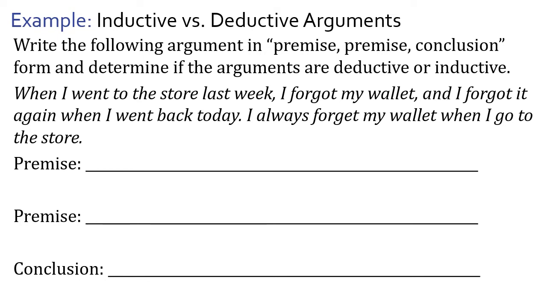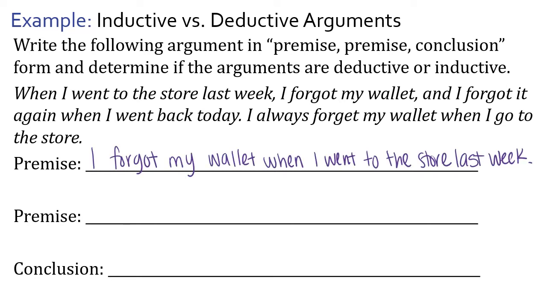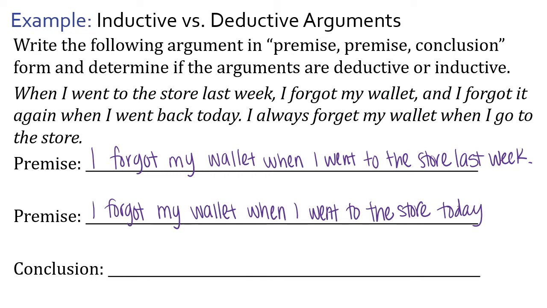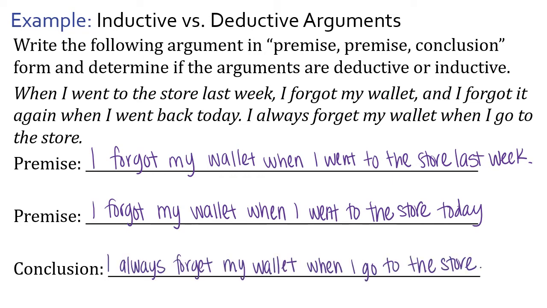When I went to the store last week, I forgot my wallet. And I forgot it again when I went back today. I always forget my wallet when I go to the store. So let's think about what the premises are here. It looks like our first premise is, I forgot my wallet when I went to the store last week. That's a specific premise. The other premise is, I forgot my wallet when I went back today. Again, another specific. And the conclusion is, I always forget my wallet when I go to the store. So that is a general statement.